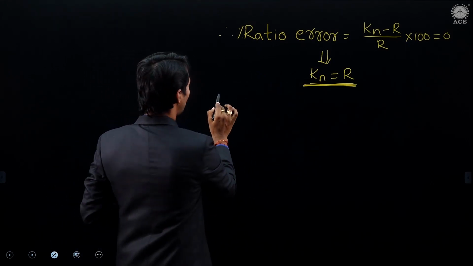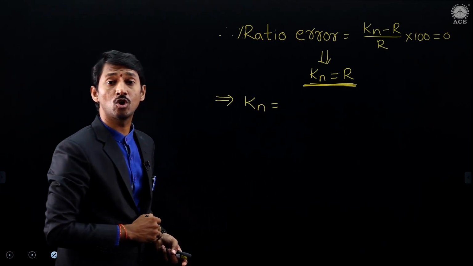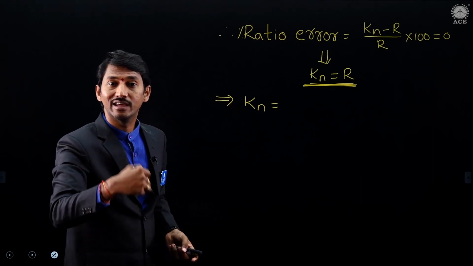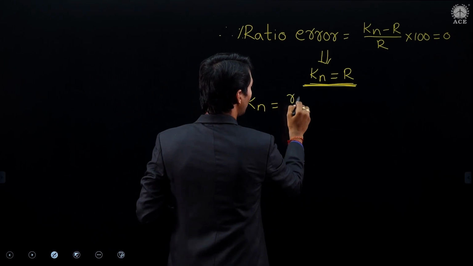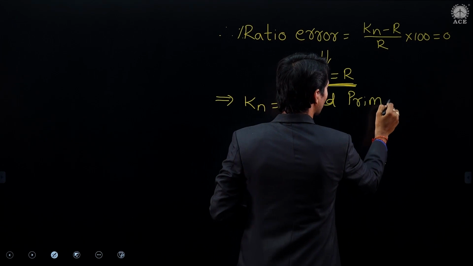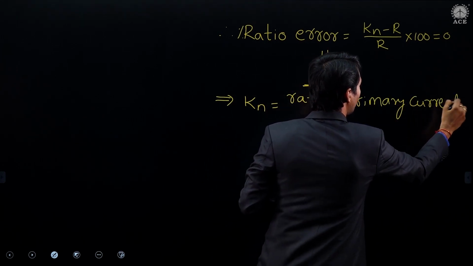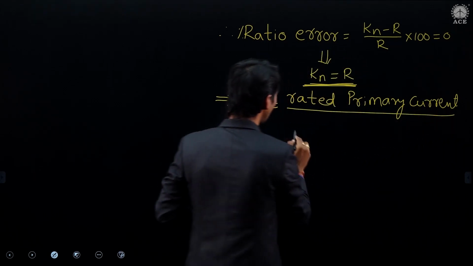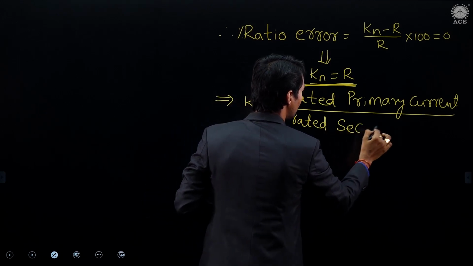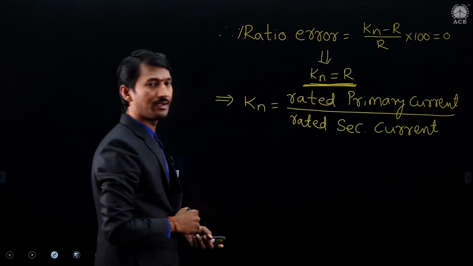From the given data, what is the Kn value? Kn means nominal ratio, right? Nominal ratio formula: rated primary current by rated secondary current. So the nominal ratio is rated primary current by rated secondary current.